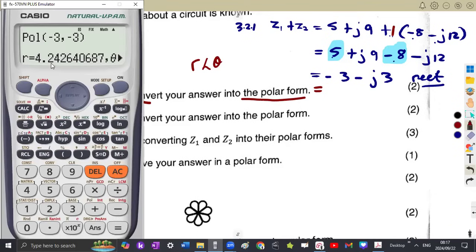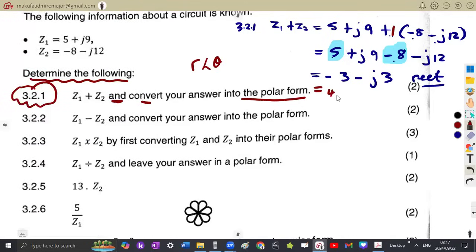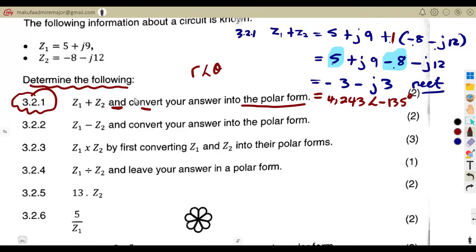That's 4.243. This one is going to round off to 3. And the angle is also given, theta minus 135. So that was 4.243, and the angle was minus 135 degrees. So that is the sum of these two, Z1 and Z2, in what? Polar form. In polar form.